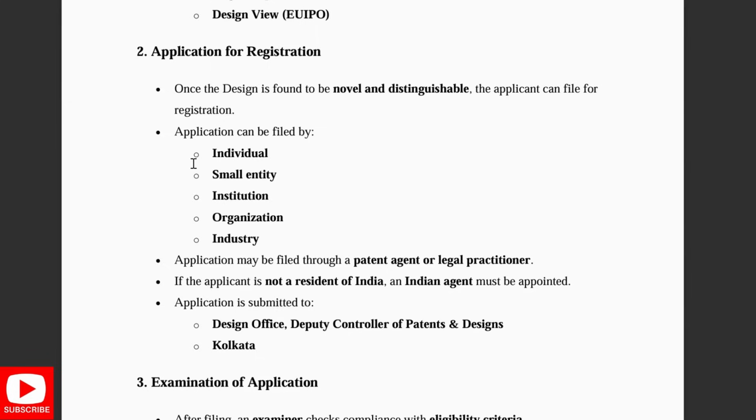Application. The design that you have found should be novel and distinguishable. An applicant can file for registration. It can be filed by an individual, an entity, an institution or an organization. This is filed through a patent agent, or you can file it yourself. If the applicant is not a resident of India, an Indian agent must be appointed. The application is submitted to the design office or Deputy Controller of Patents and Designs, Kolkata.